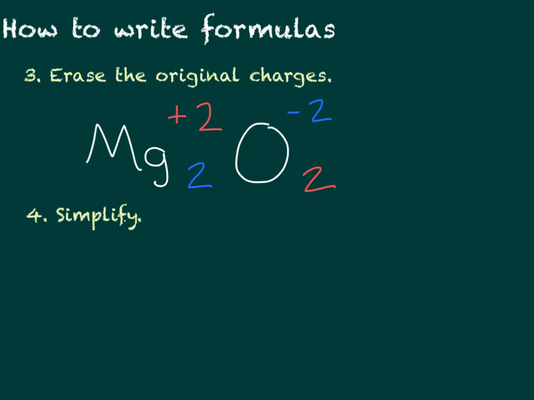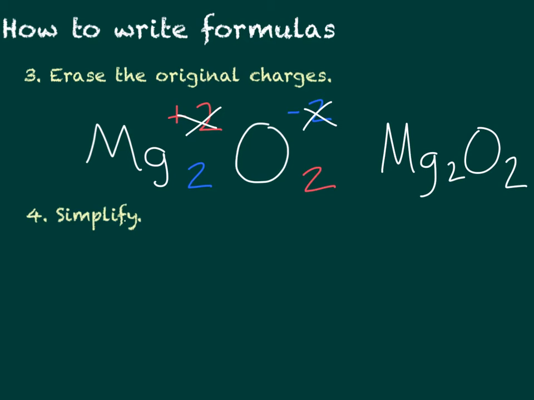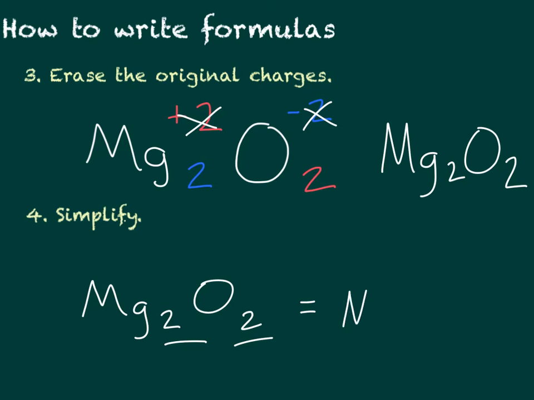But now, in our next step, what we want to do is erase the original charges. So we're going to get rid of this, and we're going to be left with Mg2O2. The final step is to simplify. So we're starting with Mg2O2, and our subscripts are 2 and 2. Can both of those numbers be divided by a common factor? And the answer is yes, they can both be divided by 2. 2 divided by 2 is 1, and I already mentioned as one of our rules that chemists do not use the number 1 as a subscript, so our final formula will be MgO for magnesium oxide.